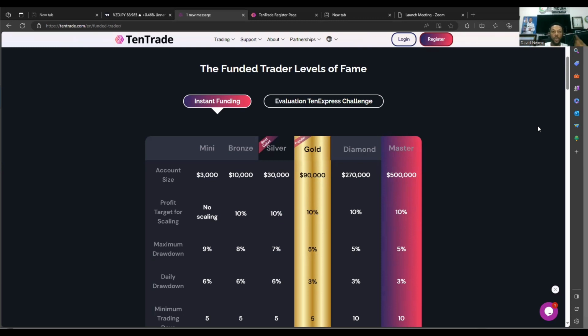Once you find yourself right here, what you can see is the instant funding, and you have the evaluation, the Tentrade Express Challenge, which simply means evaluation accounts as we normally know it. We have instant funding.